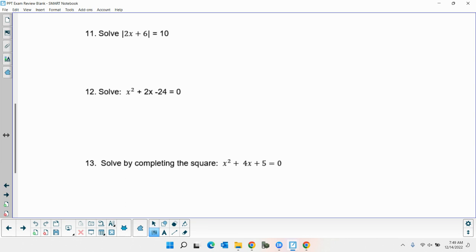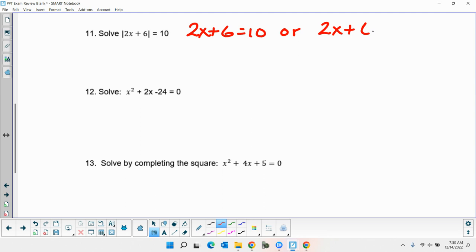All right. So, first problem is an absolute value: 2x plus 6 equals 10, or 2x plus 6 equals negative 10. So all you have to do on the equal one, the regular equation, is change that number on the right side to negative. And then you just solve both sides like you normally would.